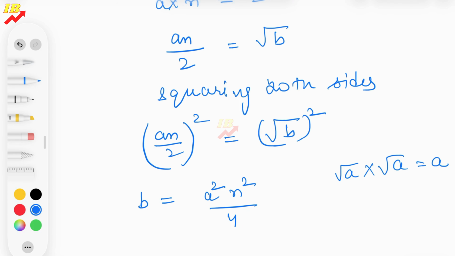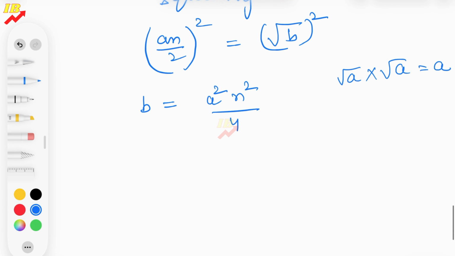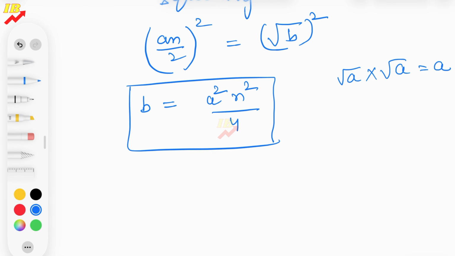Why are we writing 4? Because everybody will take the square. Okay, it's not about a and n, it's about all the numbers inside the bracket. That's why you have to always put a bracket over something, right? So that's how we are getting it, and this is your final solution for making b the subject.